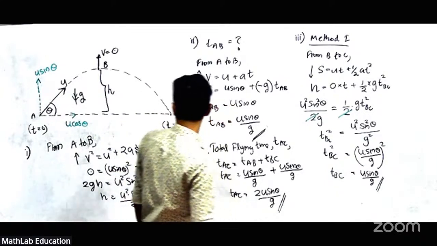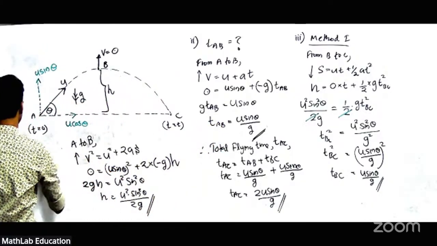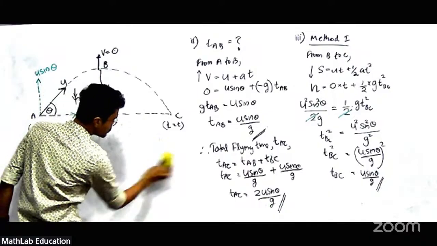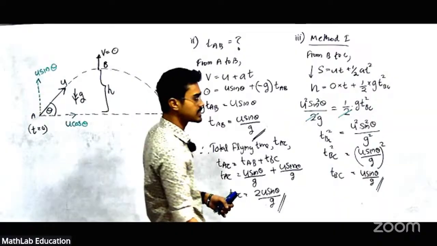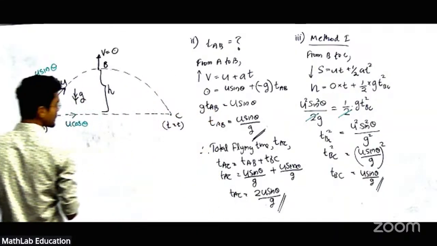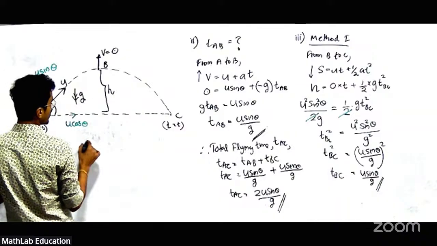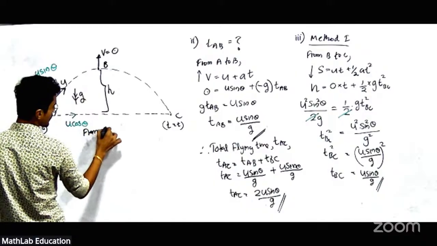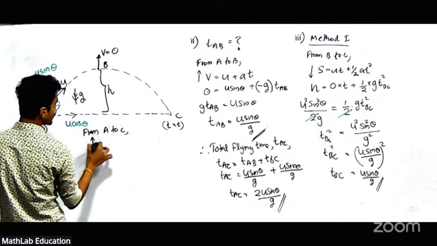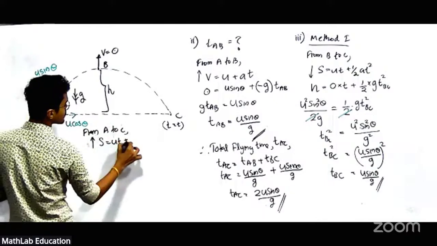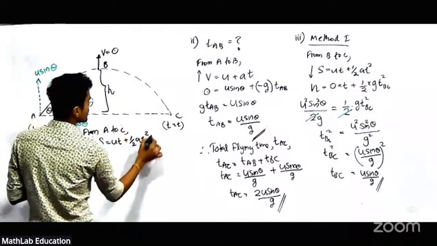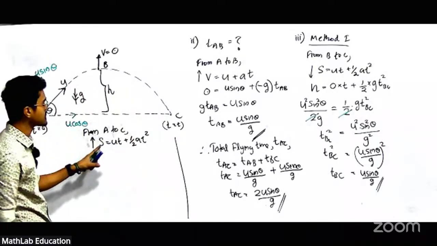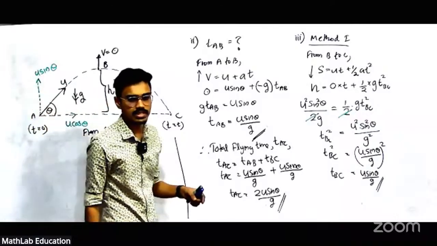And method 2 is this. I'll do it here. See, method 2. You got the same experience in linear motion. We did this to find out the total time in a linear motion, right? Now again, I'm going to use a linear motion equation from A to C, vertically upwards, s equals ut plus half at squared. Tell me, what's the vertical displacement from A to C of this object?